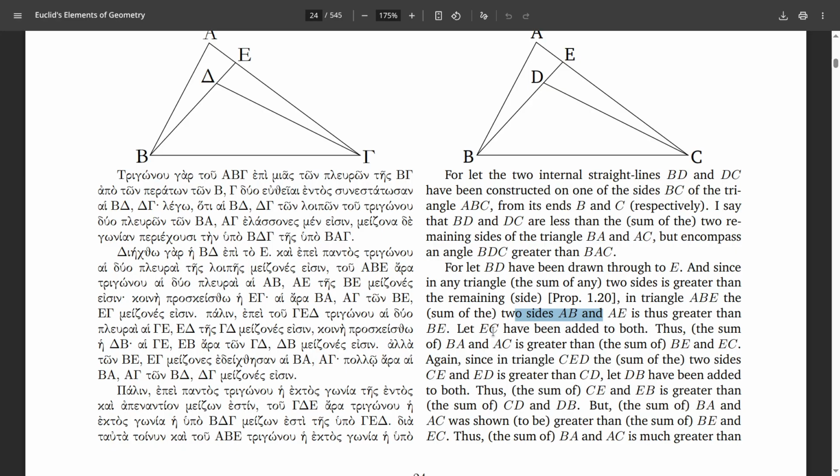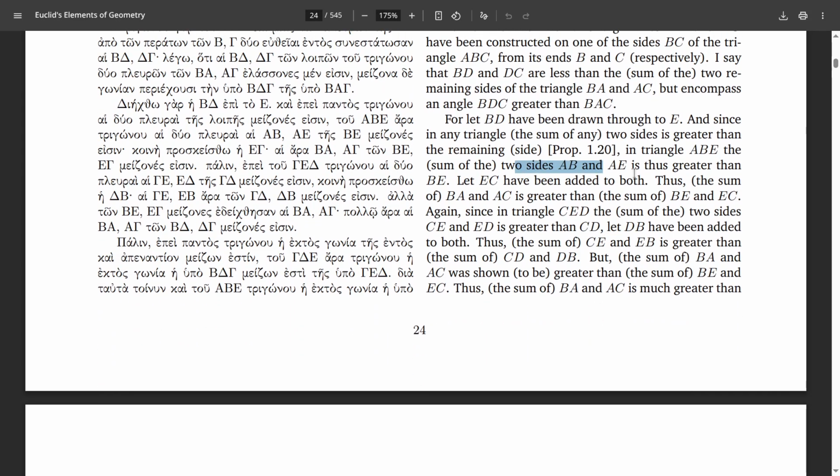Anyway, let's go. Two sides AB and AE, that's greater than BE. Okay, yeah. Let EC have been added to both, thus the sum of AB and AC is greater than the sum of BE and EC. Again, since it's a triangle CED. Okay. Added to both, thus.